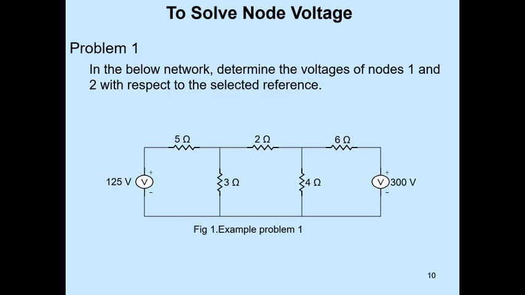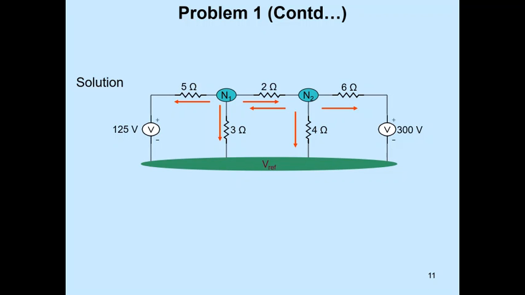This is the problem. In this, we have to find the voltages at node 1 and node 2 with respect to the selected reference. That is the question asked. These two energy sources are applied to this circuit, and there are resistors. Here we identify three nodes, naming them the first node N1, N2 and V reference.